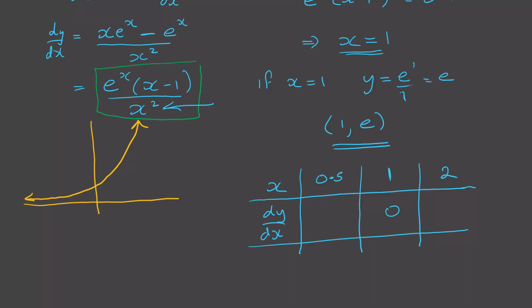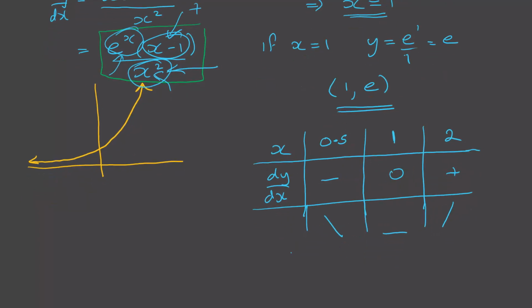We know, of course, dy dx is 0 here. So if x is 0.5, this part would be negative. But that's squared, so it's positive. E to the x is always positive, so overall it's negative. If we put 2 in there, then this bit becomes positive. That's always positive, that's always positive, so it's positive. So down, across, up, and that means that we have a local minimum.